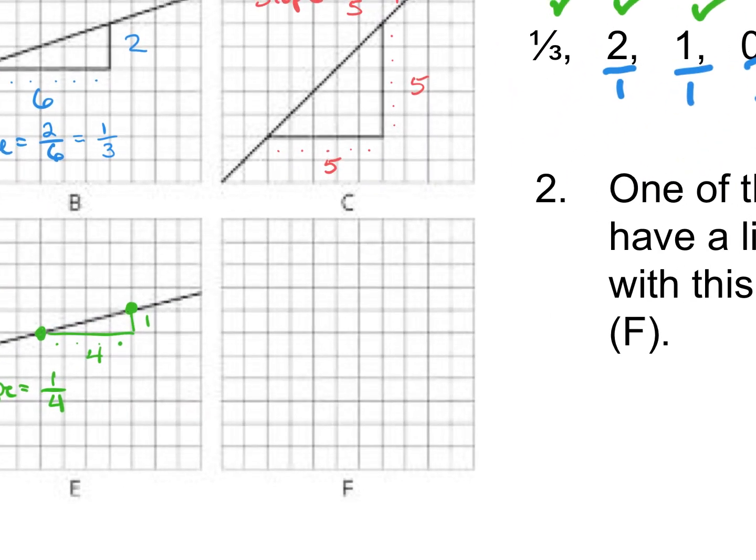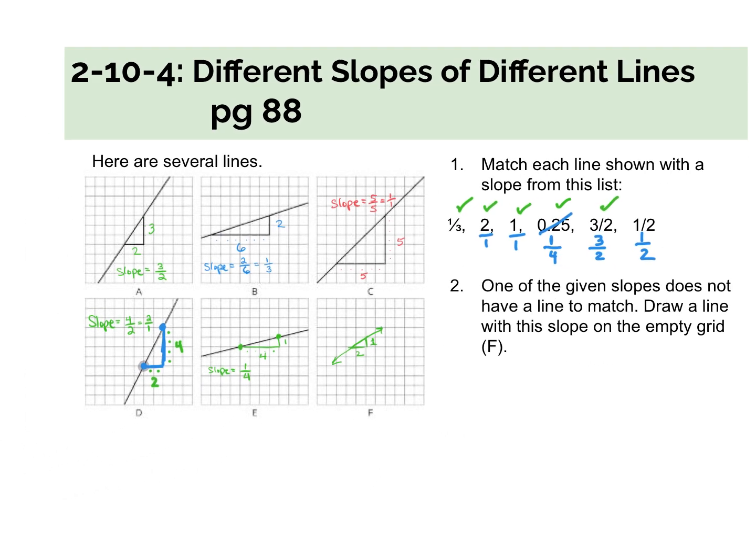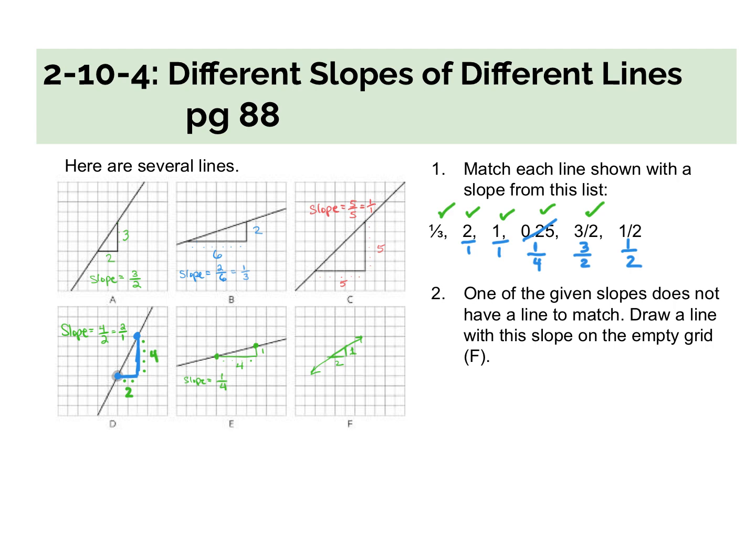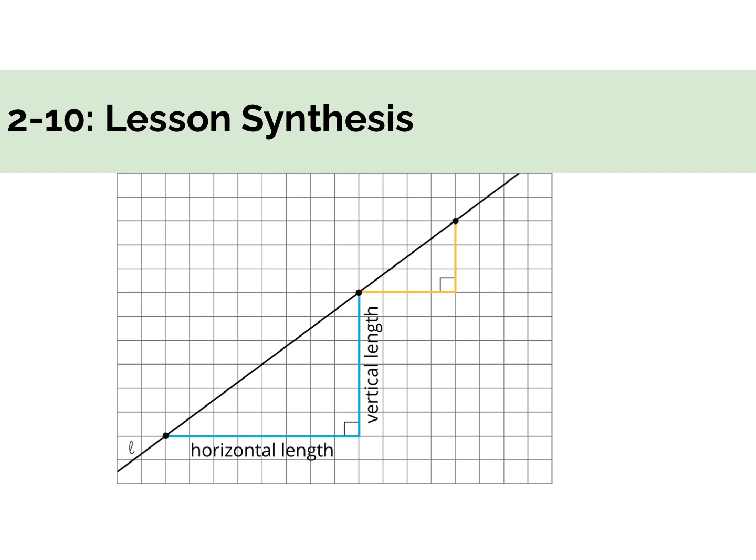So let's draw that. I know I'm going to have a 1 as my vertical, and I need 2 as my horizontal. And I can connect those together. Okay, so this is what we should actually have on page 88. So again, vertical over horizontal, that is slope. And no matter what slope triangle we have on that same line, as long as we reduce those slopes down, all of those different slope triangles are exactly the same.